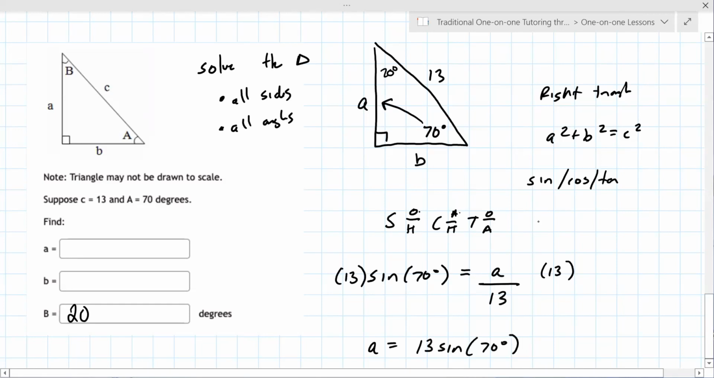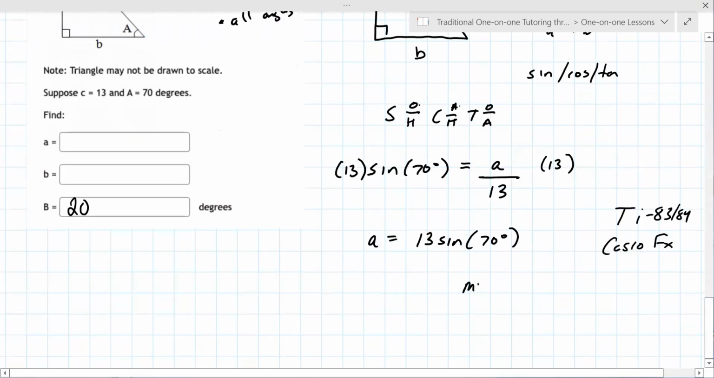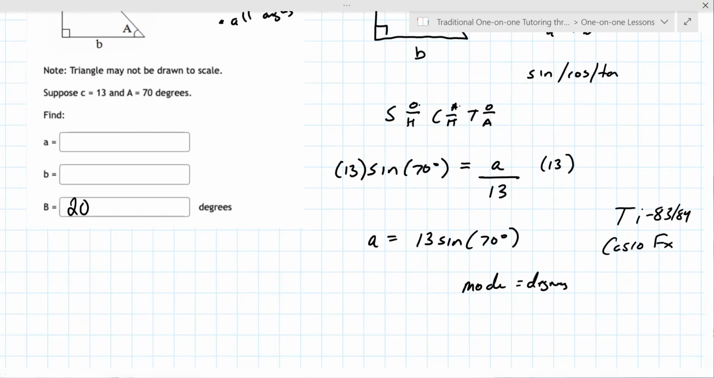Now, what kind of calculator do you have? I just have a Casio FX. Well, most often the TIs are the most commonly used. It's not that they're better or anything, they're just well marketed. I will remind you that your mode has to be in degrees when you do this calculation. It is. Okay. I'd like you to calculate that for me.